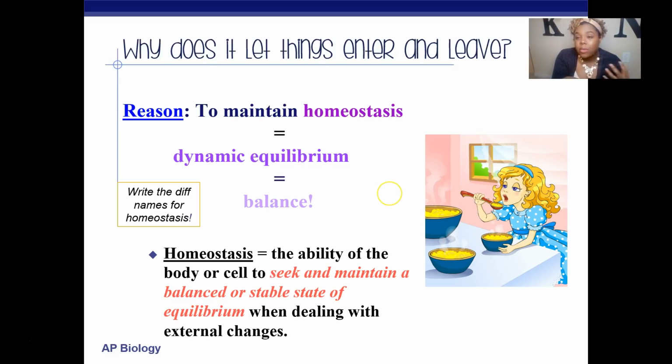So when I think about homeostasis, I think about Goldilocks, right? Ignore the fact that she looked like she was playing Fortnite all night.